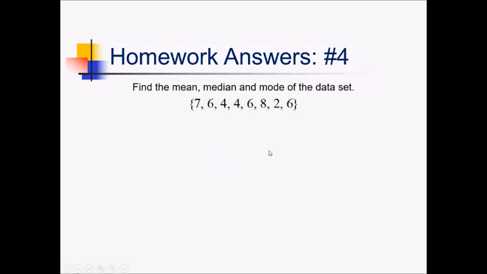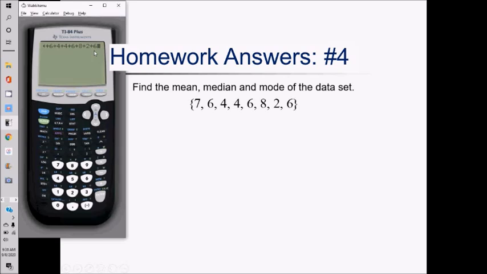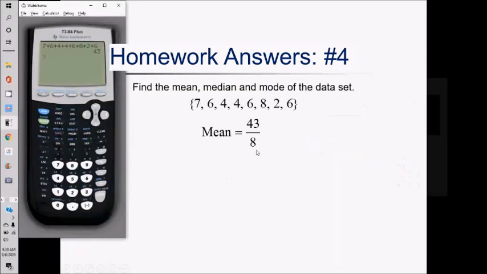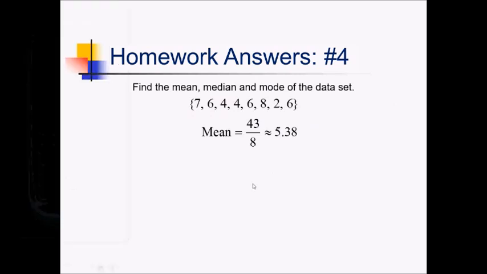To find the mean, median, and mode of this data set, let's start by finding the mean. So I'm going to add up everything in here and divide it by the number of items. Let me do that on the calculator. Adding all those together, that's going to come out to 43. So we have 43 over the number of items, which in this case is 8. And doing that on the calculator, 43 divided by 8, if I round to the nearest hundredth, is 5.38.